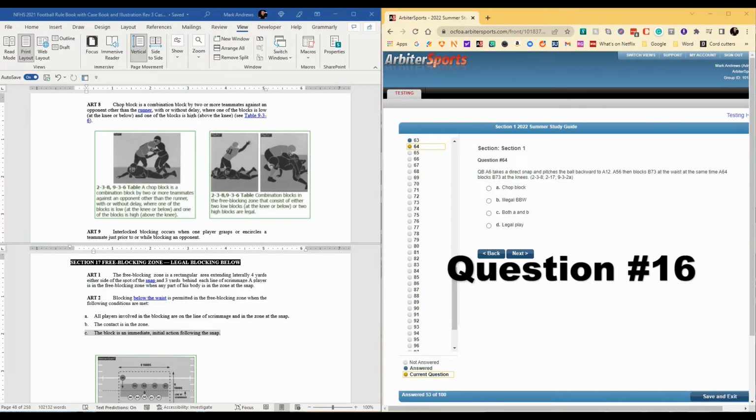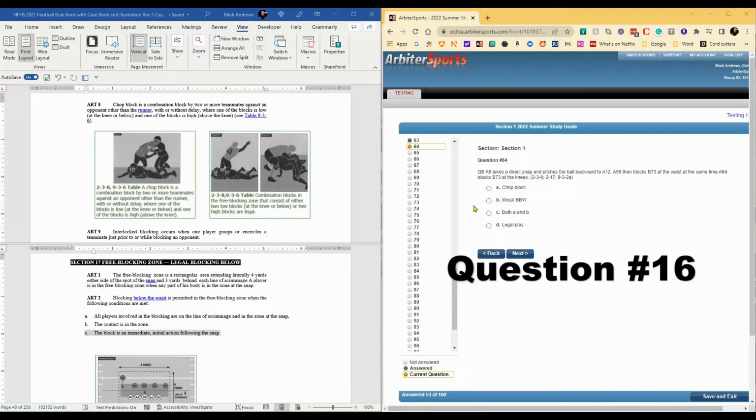All right. Quarterback A6 takes a direct snap, this is question 64, and pitches the ball backward to A12. A56 then blocks B73 at the waist. At the same time, A64 blocks B73 at the knees. Is this a chop block? Is it an illegal block below the waist? Is it both those? Or is it a legal play?